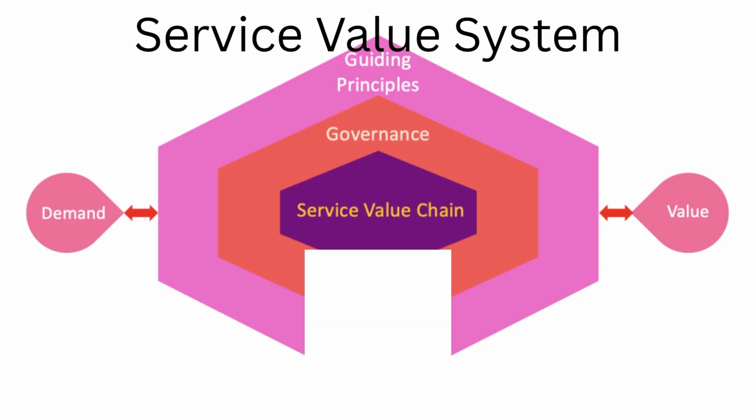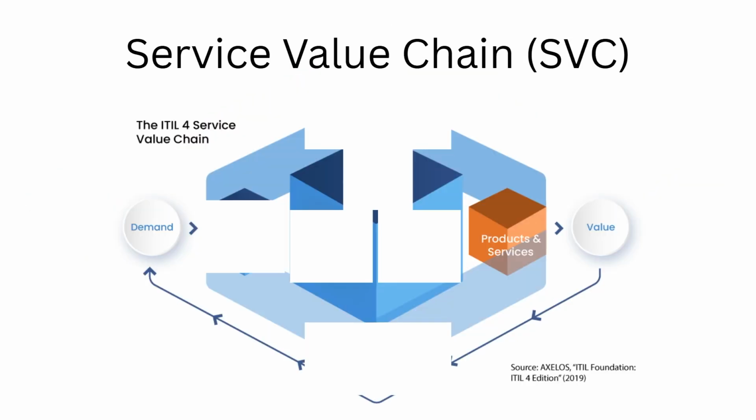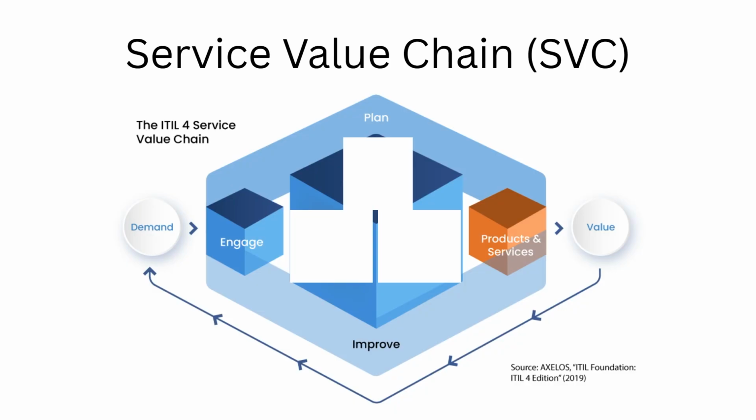Next is the service value chain. Now this one is an important part. It's a big process, but it is the core of converting demand to value. The 2 overarching parts are planning and improving. You plan and you improve to improve the process of converting demand into value. In order to get the demand, you have to engage. Engaging means to gather the requirements, like what do your stakeholders want? What do the customers want?